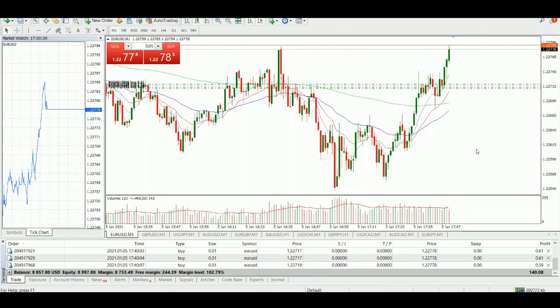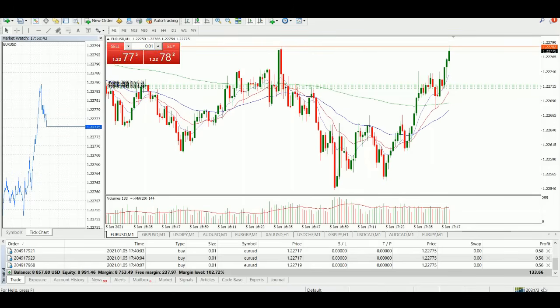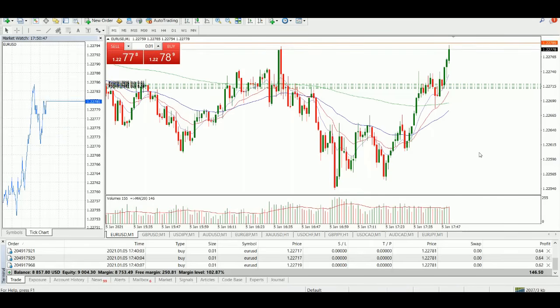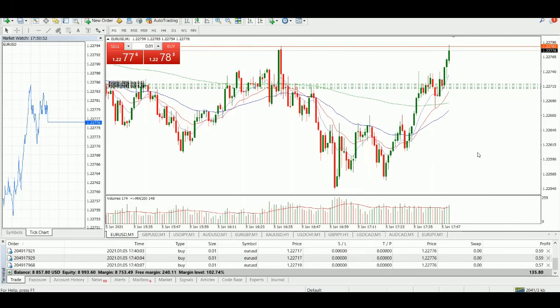That's what I'm talking about. That's how you make big profits. That's how you flip your account. Within minutes, I am making $150. Within minutes. That's it. 144, 150, and we are still going up much further.